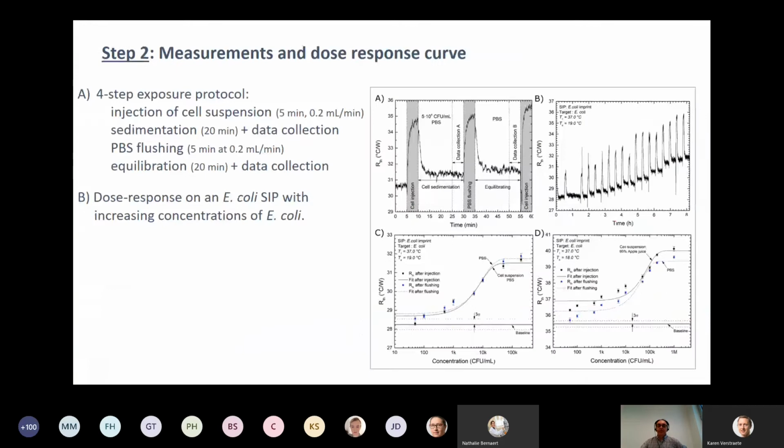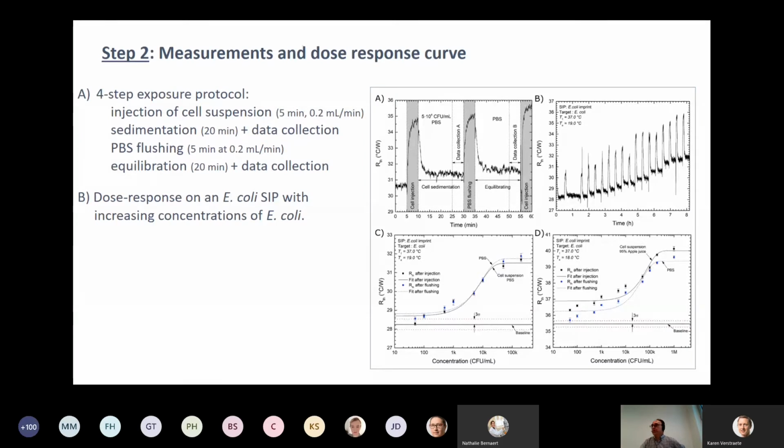So once you have your SIP, you put it in the biosensor and you can start your measurements and also construct a dose response curve. In panel A, you see how the measurement is performed. It is a 4-step exposure protocol. First, you measure your baseline, then you inject your cells or your sample. Then there is a sedimentation phase, after which you have a first data collection point. Then there is a flushing with phosphate buffer, and then comes an equilibration phase with a second data collection point. All this takes about 1 hour.